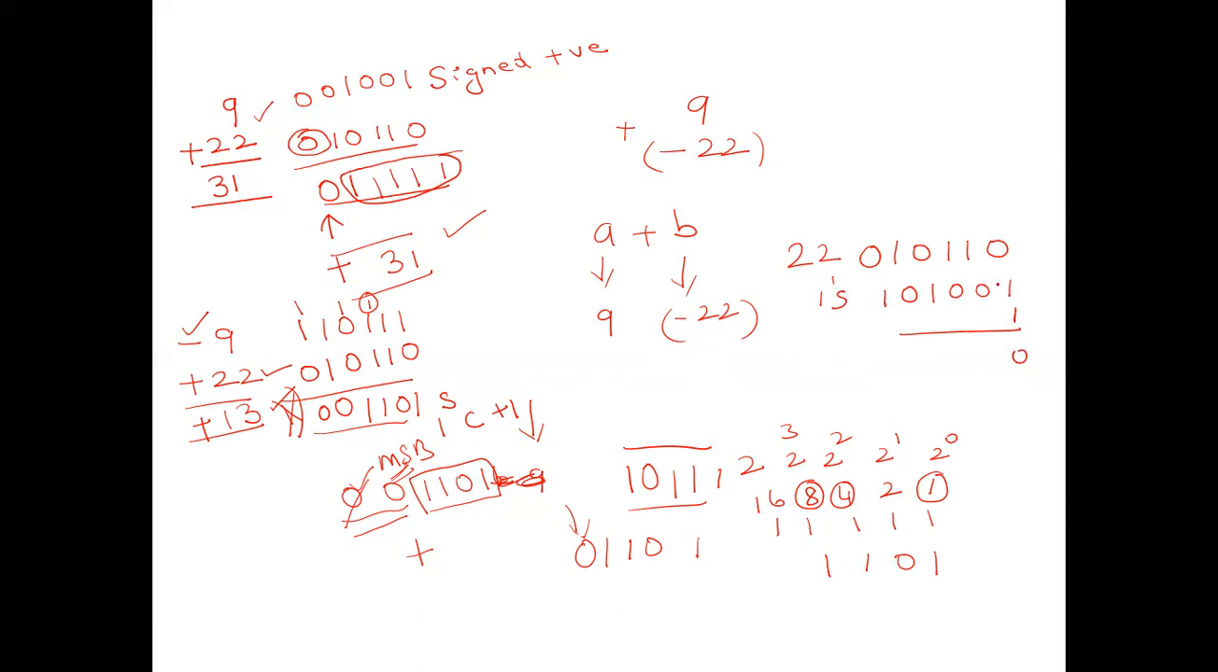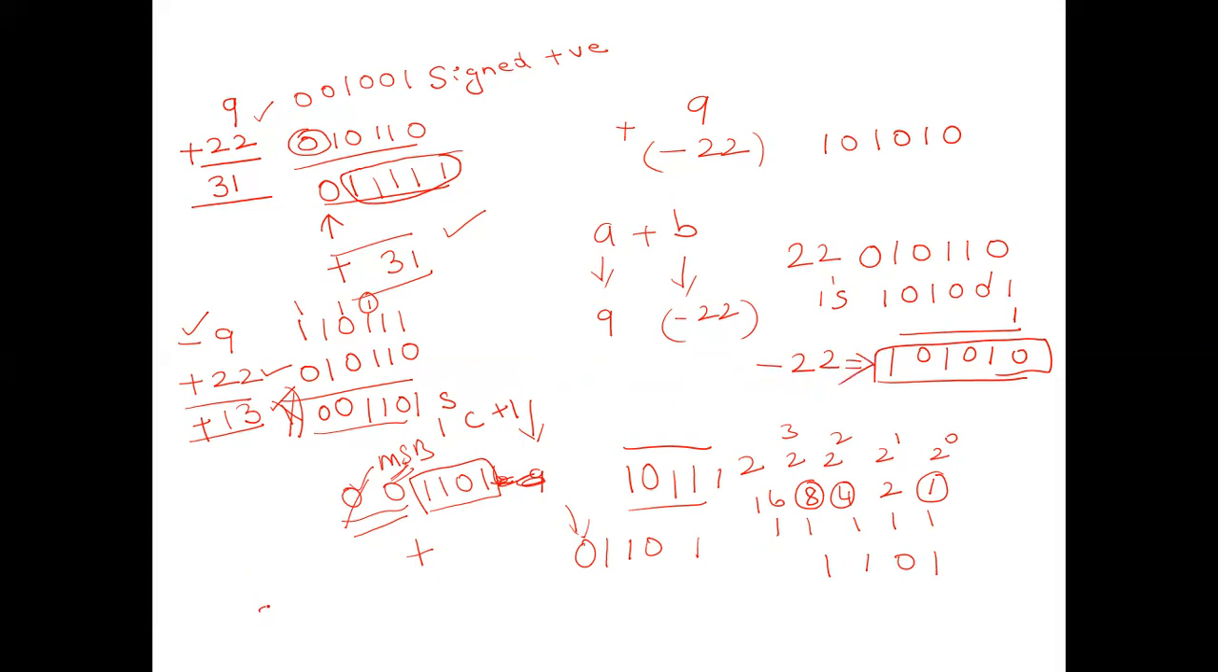So 1 plus 1 is 10. So here 1, then 0, 1, 0, 1. So the number is 1 0 1 0 1 0. So here it is 1 0 1 0 1 0. I'm saying this is for minus 22. This is the actual value of minus 22.